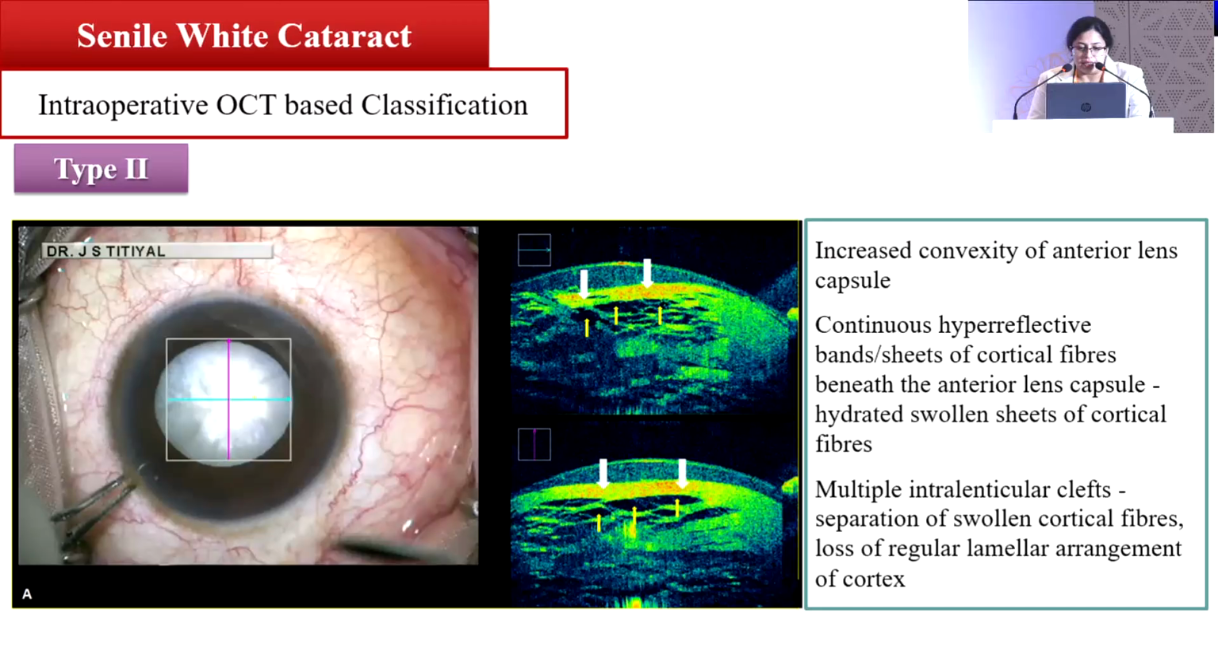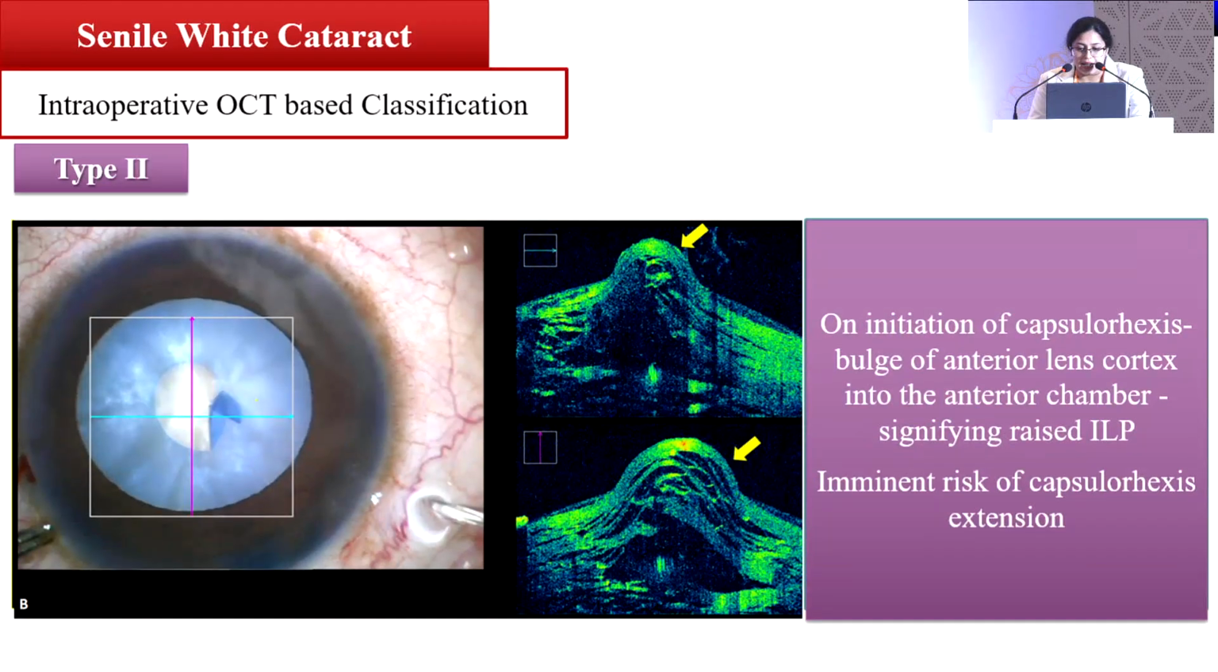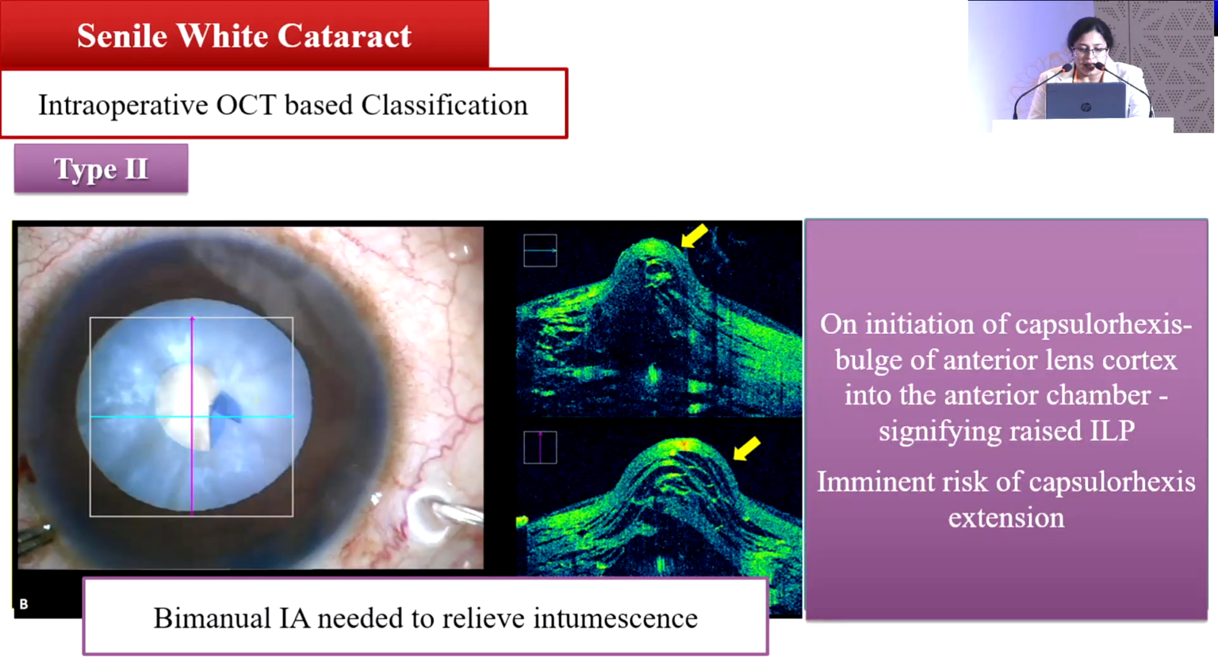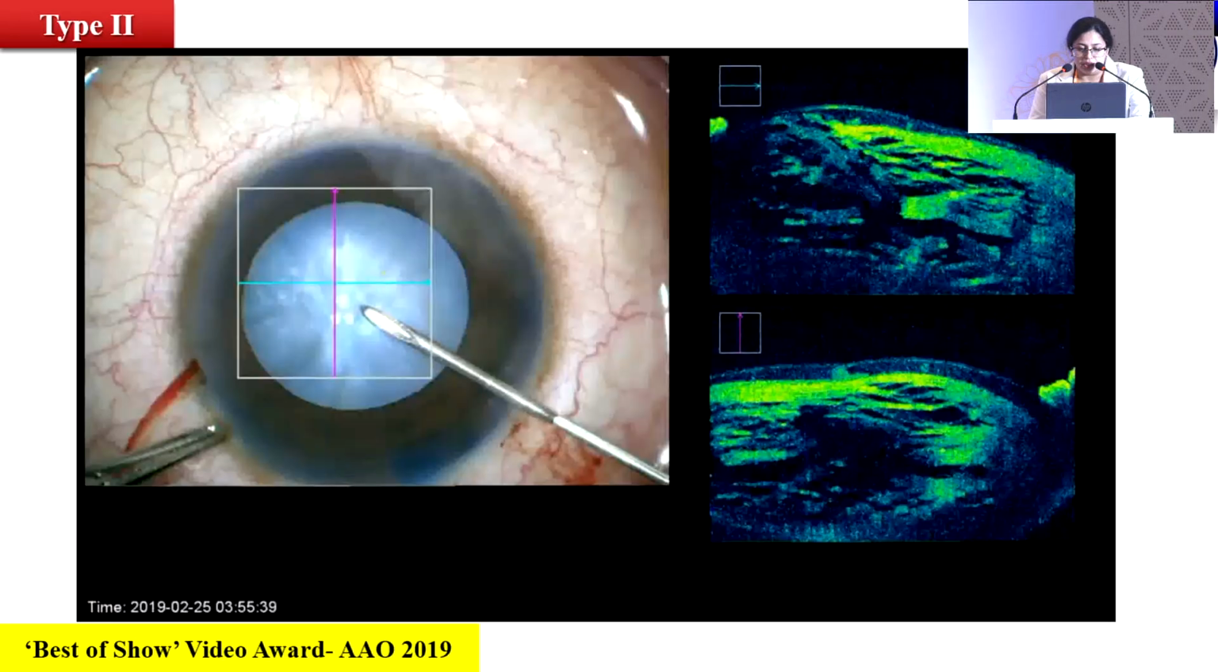Type 2 is the most dangerous, and in fact OCT told us that we could see a bulge the moment we initiated the rhexis. This is the intumescence that leads to an extension in the capsule if not managed properly. So either you do a cortical aspiration, a bimanual aspiration, to decrease the intralenticular pressure before progressing further, and always go for a smaller rhexis followed by secondary enlargement, either spiraling. And bimanual IA is needed to relieve the intumescence.